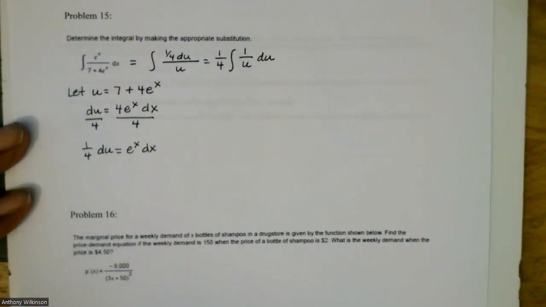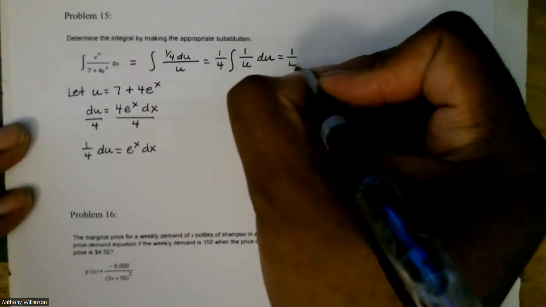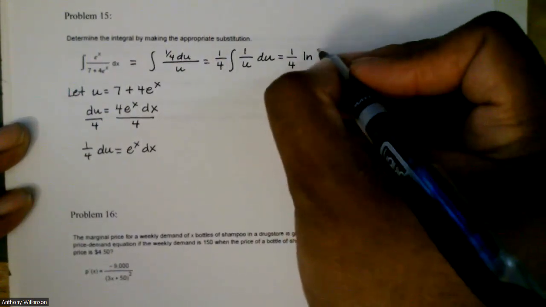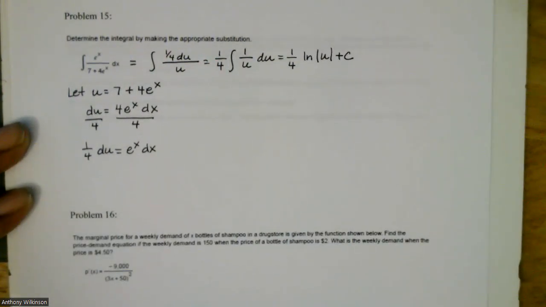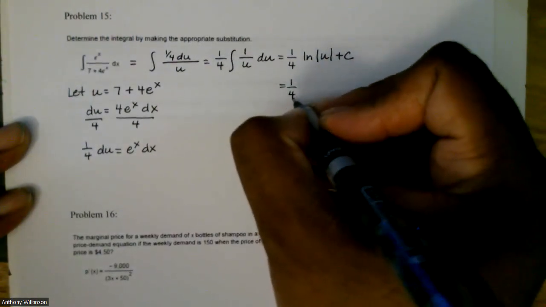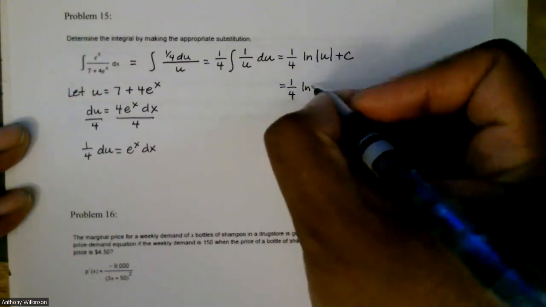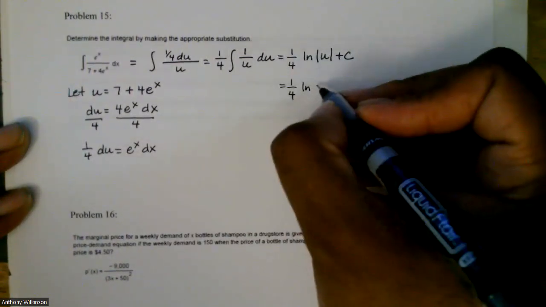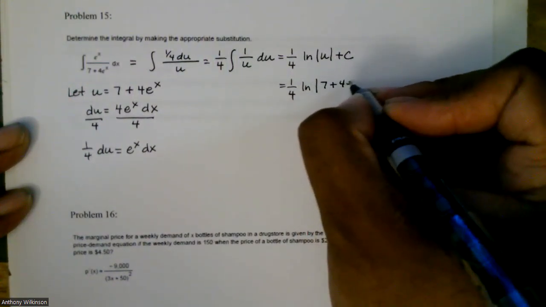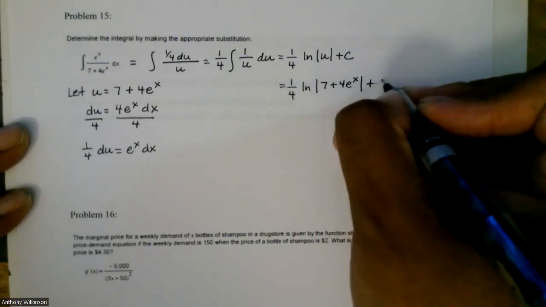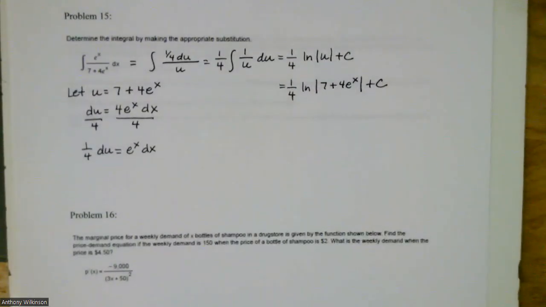And of course, the integral of 1 over u du would be the natural log of the absolute value of u. So I have 1/4 times the natural log of the absolute value of u. And of course, I need to include the plus c. Doing the back substitution, it will be 1/4 ln of the absolute value of 7 plus 4e to the x, which is what u is, plus c. Now we'll go no further than that. So that would be the final answer to that problem.